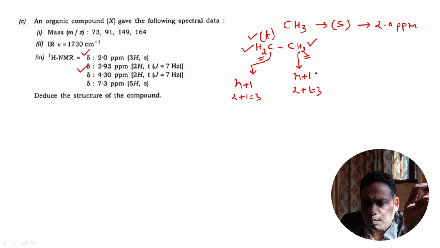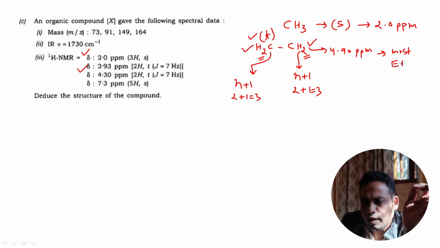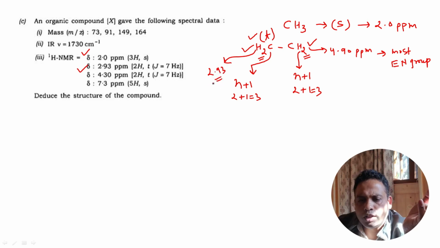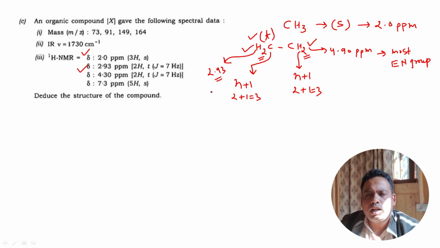Suppose this triplet is somewhere around 4.90 ppm. That means it is near the most electronegative group. And this one is resonating somewhere around 2.93. This may be near an electronegative group or some other pi system. We will see what could be the possibilities for this also.